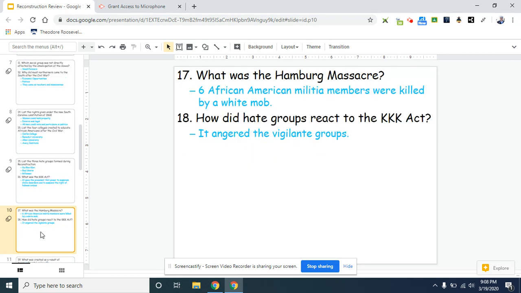Let's see, 17. What was the Hamburg massacre, where 6 African American militia members were killed by a white mob? And that was right there near Augusta, Georgia. Hamburg, right there near North Augusta, just close to the Georgia line.